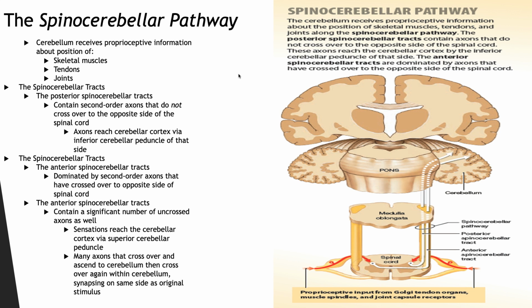Interestingly, many of the axons that cross over and ascend to the cerebellum then cross over again within the cerebellum, synapsing on the same side as the original stimulus. The functional significance of this double cross is unknown, though. The information carried by the spinocerebellar pathway ultimately arrives at the Purkinje cells of the cerebellar cortex. Proprioceptive information from each part of the body is relayed to a specific portion of the cerebellar cortex.